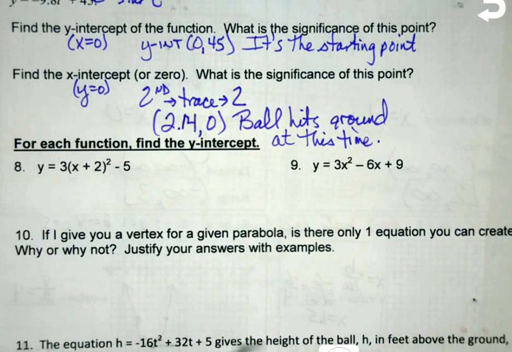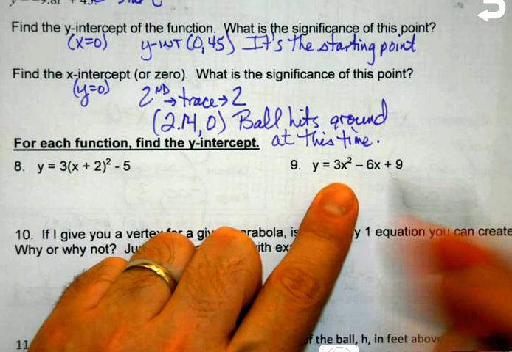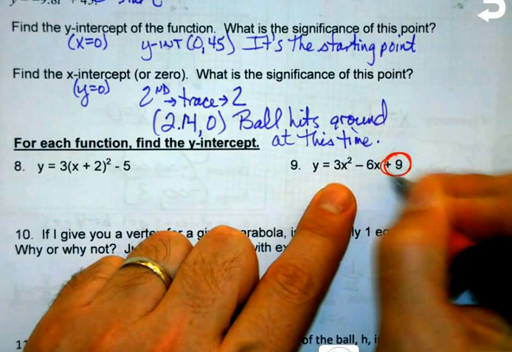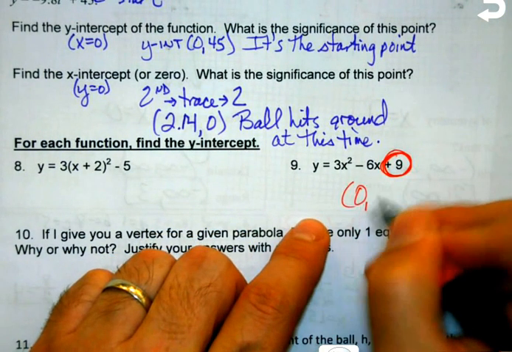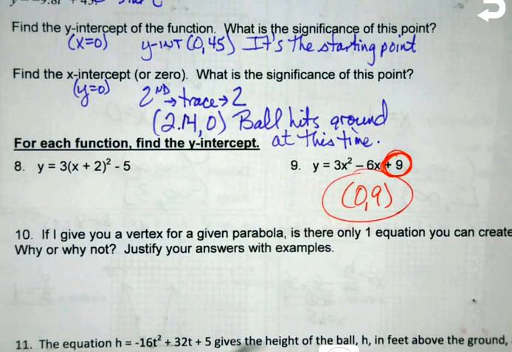For each function, find the y-intercept. Now, could I type it in my calculator? Sure. If we're in standard form, we just got done saying this, that's it. That's your y-intercept. It's the number on the end. That doesn't work on vertex form. I'm just giving you a forewarning. If you're in vertex form, here's your options.